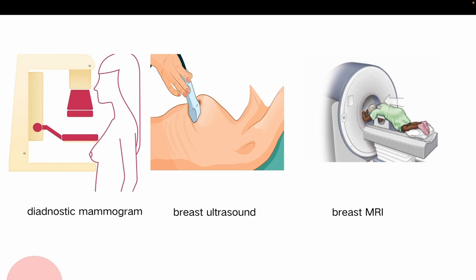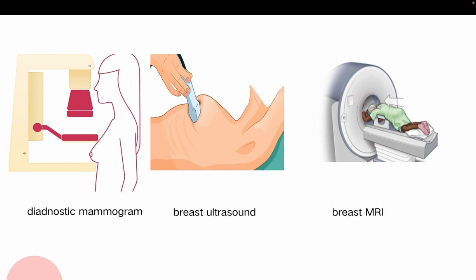Second is breast ultrasound. It uses sound waves to produce images of the breast. It can distinguish between solid masses and fluid-filled cysts. A gel is applied and a handheld device is moved over the breast. It takes 15 to 30 minutes. Best for examining lumps or areas flagged by mammograms.